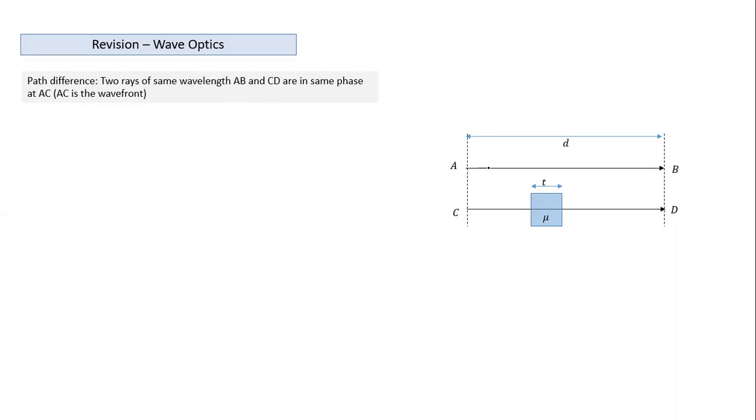So this is one ray traveling and this is the other ray traveling, and AC is the wavefront. This is the direction of travel. If this is the wavefront, both phases are the same: phi A is equal to phi C. What we notice here is that ray AB travels entirely in vacuum over a distance d. But the other ray, starting from C, partly passes through a medium having refractive index mu, or we can say in its path a sheet of thickness t of refractive index mu is placed.